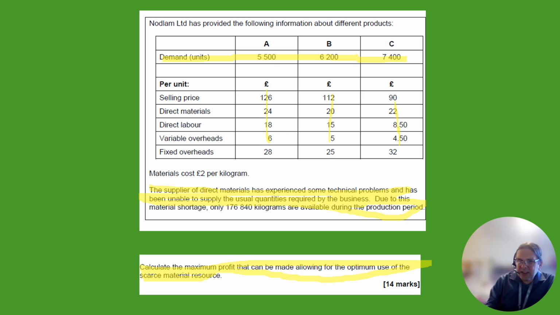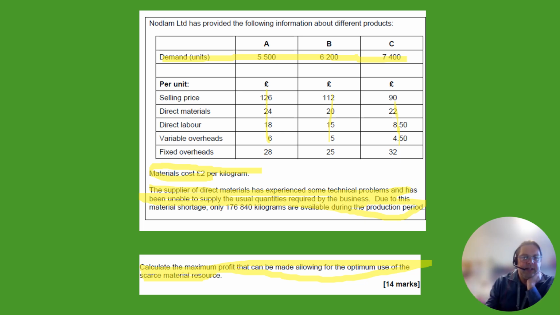We've then got to work out the contribution per kilo. Now, we need to use this information here, the fact that material is £2 per kilo, to help us with that. So we spend £24 of material for A, we divide that by 2, and it needs 12 kilos, and then we go from there. I'm not going to do the calculations here. I'm going to go through the mark scheme in a moment, but we're going to take contribution divided by kilos, rank them in order, and then produce them in order. Once we've done that, we can then move on to work out the profit.